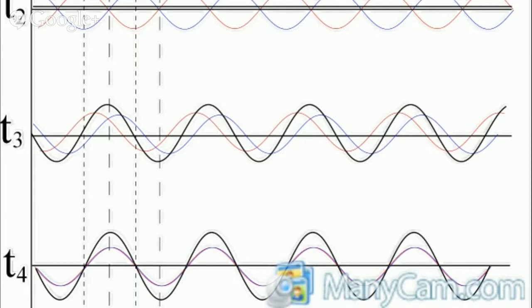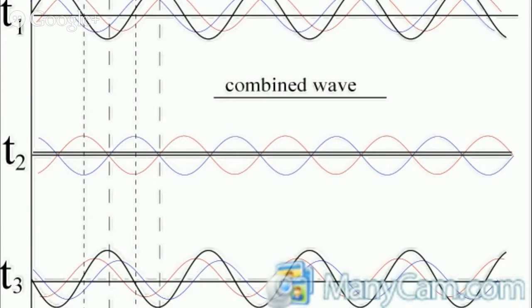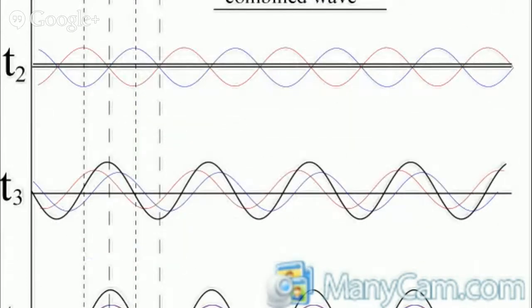And then they're falling back into phase again, and we get another set of peaks. And we can see these dashed lines represent something important. Let's look at this left-hand large dashed one. We can see up here, at this point in the cycle, this black wave has got a very large displacement. Down here, it's still got a large displacement, but it's in the opposite direction.